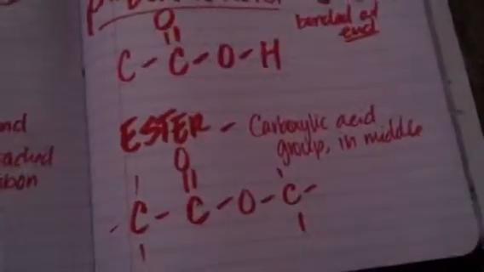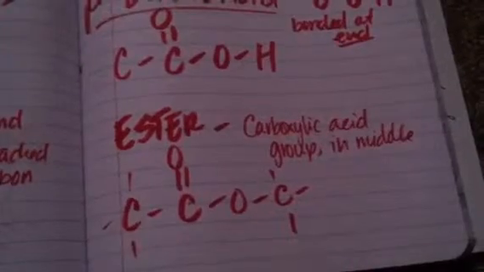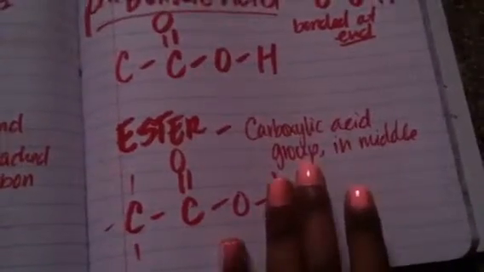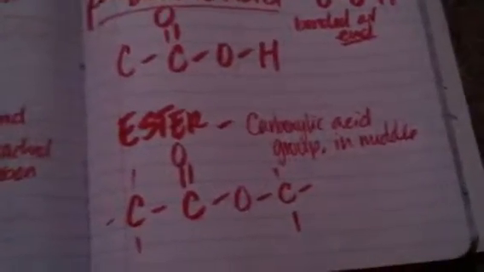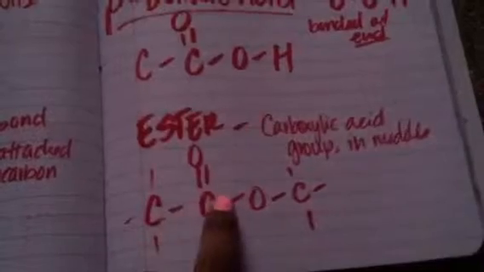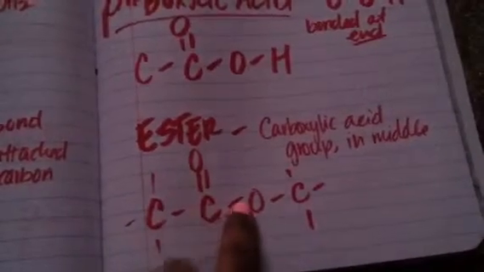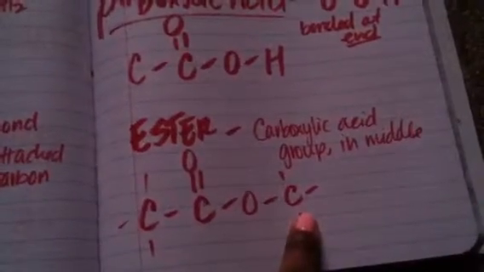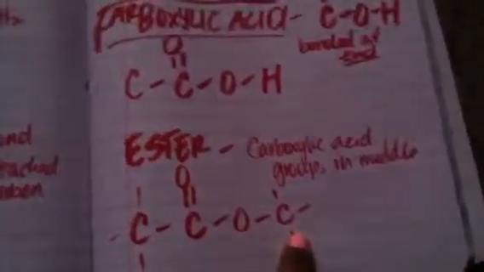So next we have an ester, a carboxylic acid group in the middle of the chain. So instead of up here where we had this at the end, we have it in the middle. So we have a carbon group right here, and then we have this chain right here. And this is the end of the group.